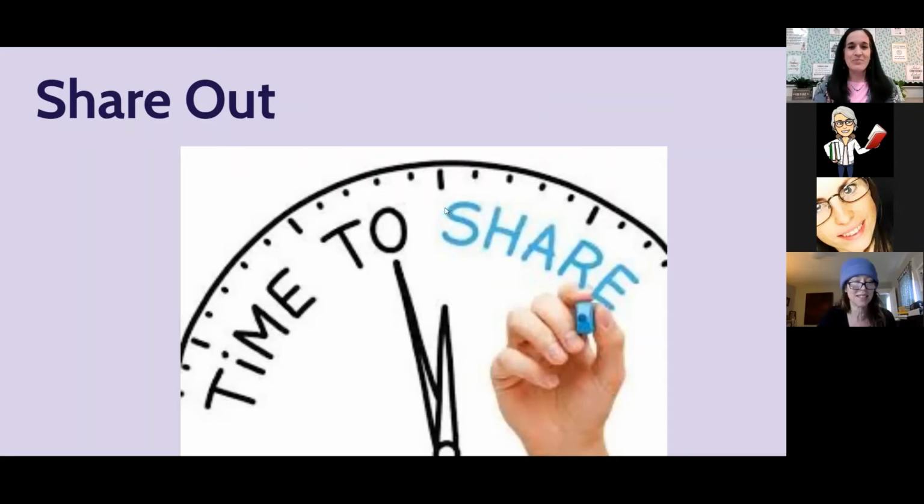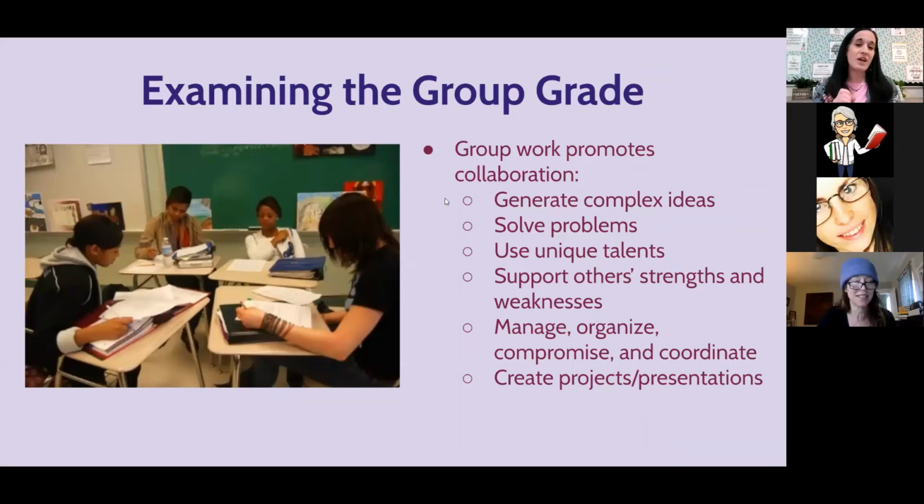Alrighty. So the next and final bullet point in the accuracy pillar is grading the individual's achievement versus the group as a whole. So Feldman, in this part of chapter 8, has us look at examining the group grade.